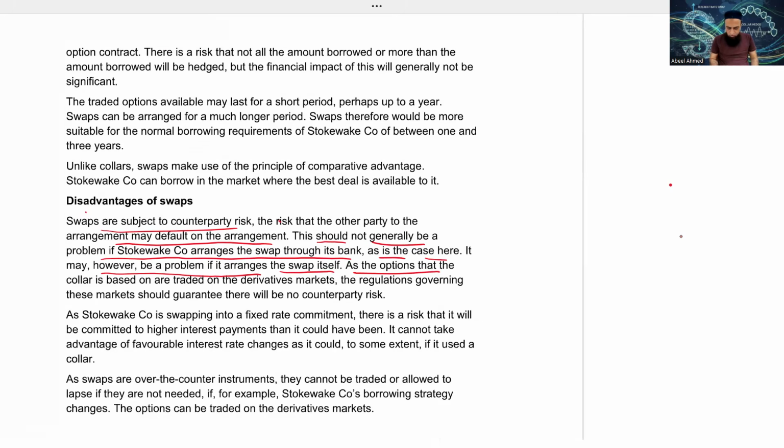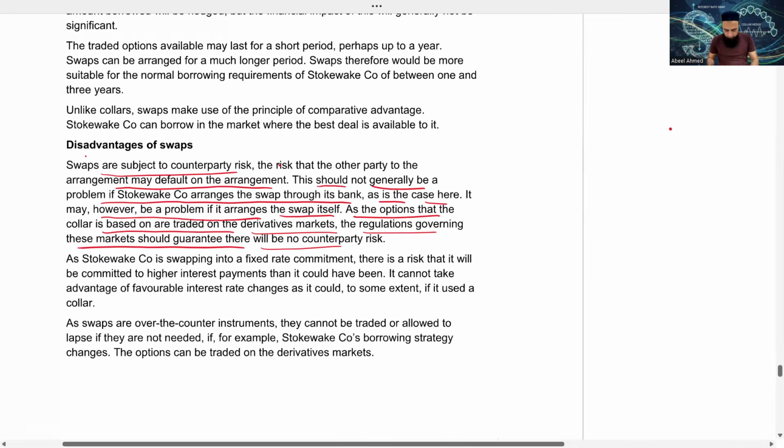As the option that the collar is based on is traded on derivative markets, the regulation governing these markets should guarantee there will be no counterparty risk. As a Stockwick company is swapping into a fixed rate commitment, there's a risk that it will be committed to a higher interest rate. There's a possibility.